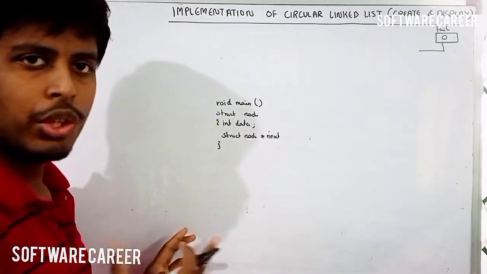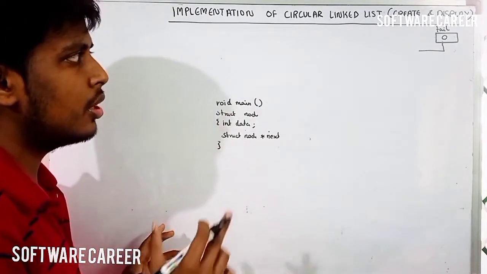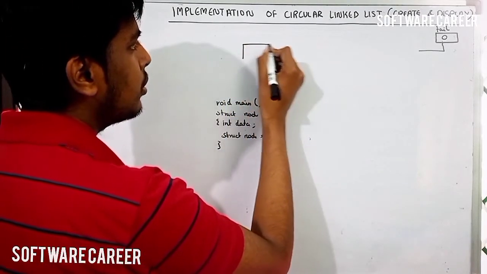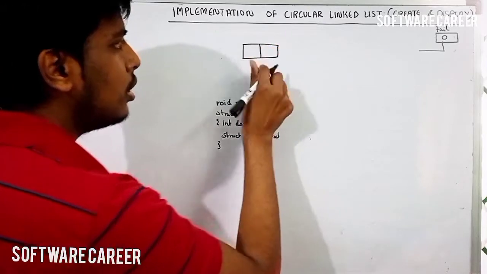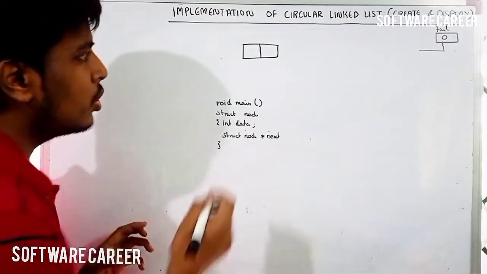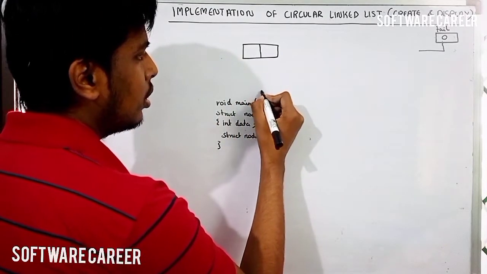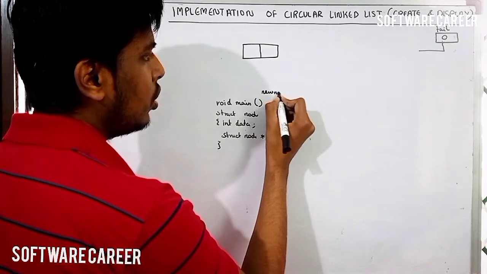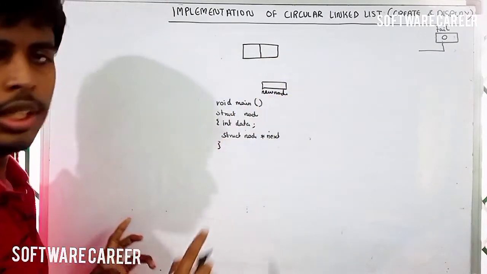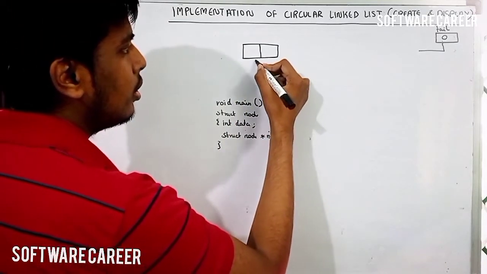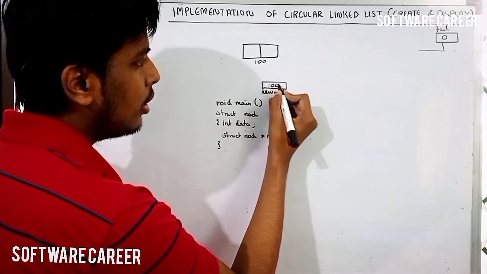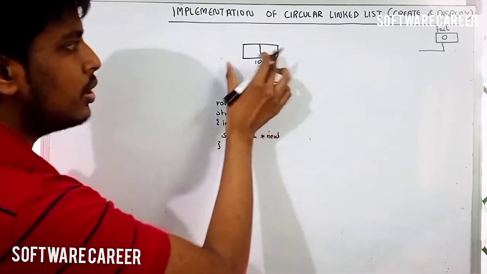Now you want to create a first node. How to create? I am creating a new node. This is the new node. I want to access this node. How can I access it? By using a pointer. So I am creating a pointer called new node. This pointer is used to point to this node. Let's say this node's address is 100. So the new node pointer stores address 100, and this pointer points towards this node.